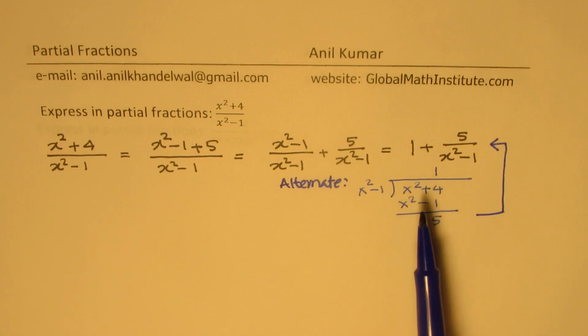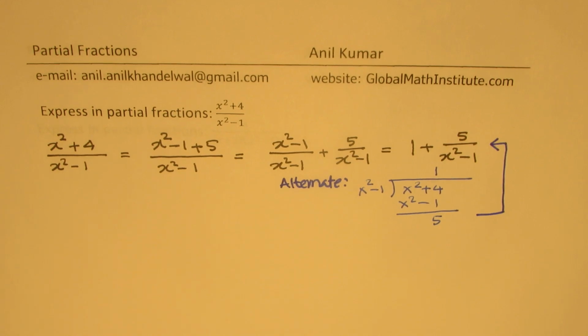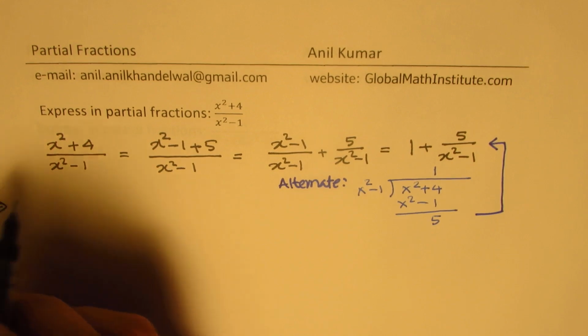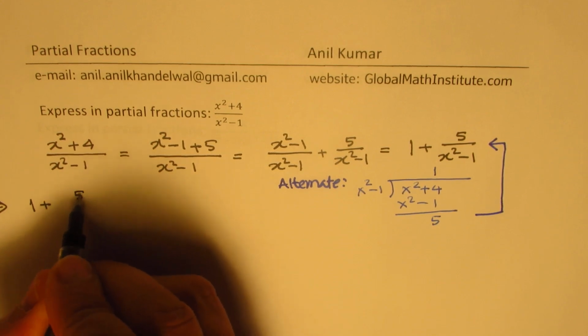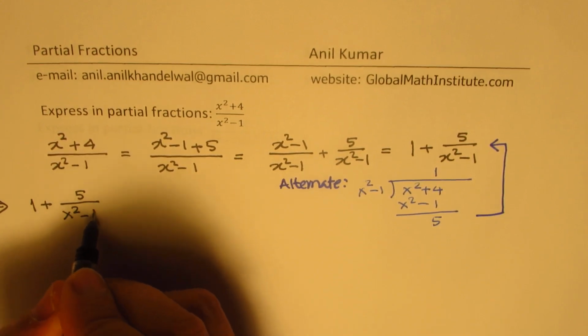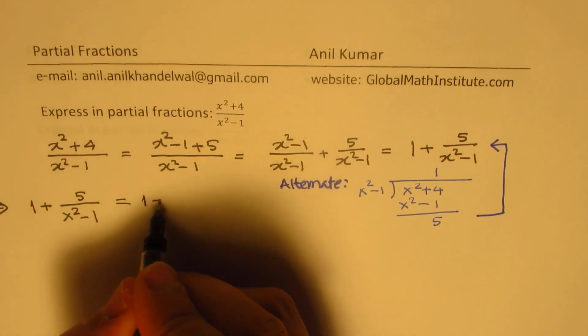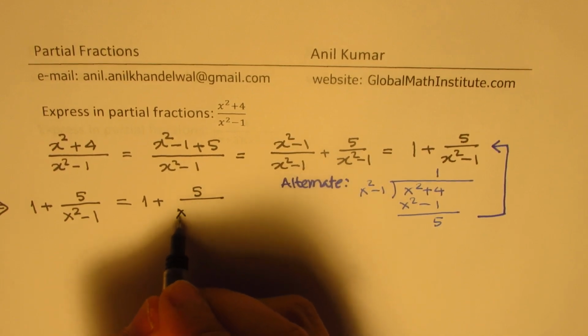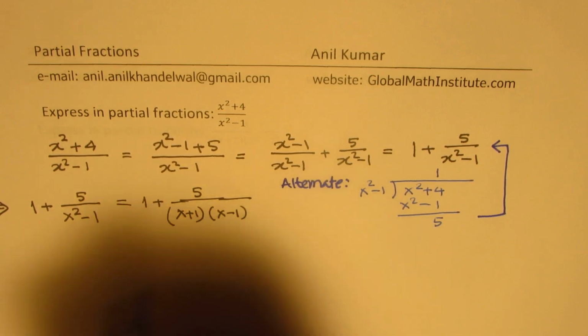Now this process of division should definitely be done when the degree of the numerator is higher, right? So now what we have really is that we could write x squared plus 4 over x squared minus 1 as 1 plus 5 over x squared minus 1. Now whenever you have a case like this where the quadratic factor in the denominator can be factored, you need to factor it. So we could write this as 1 plus 5 over x plus 1 times x minus 1. Does that make sense to you, right?